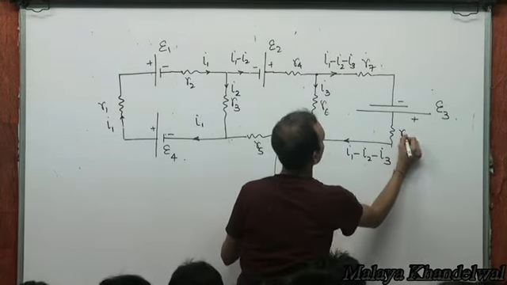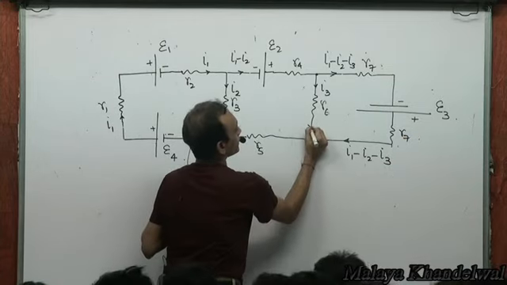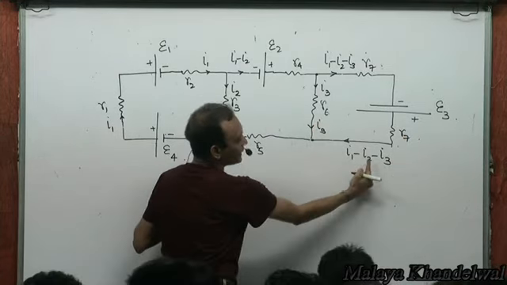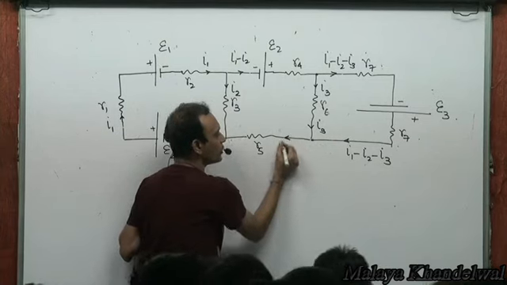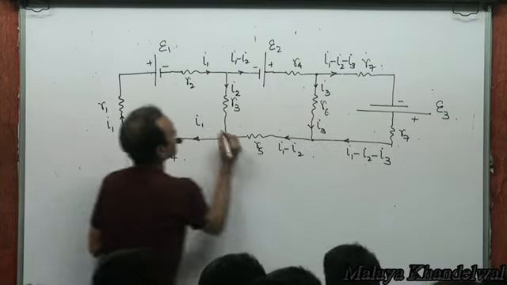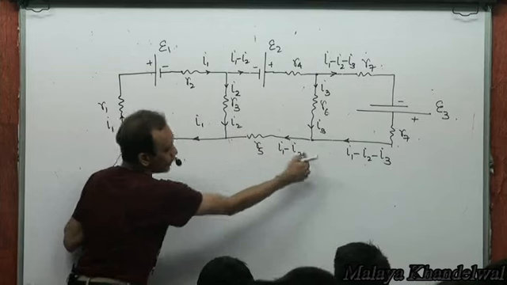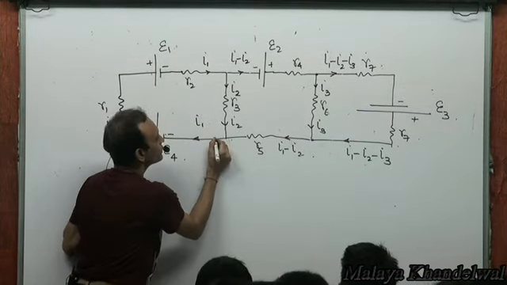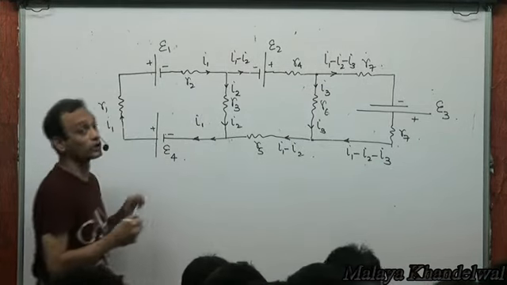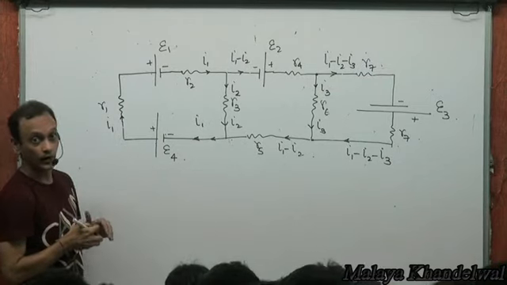And this I1 minus I2 minus I3 comes down here. See, this is R7. It merges with this I3, giving me I1 minus I2 going this way. And then I1 minus I2 merges with I2, giving me I1 going this way. All currents are balanced, right?